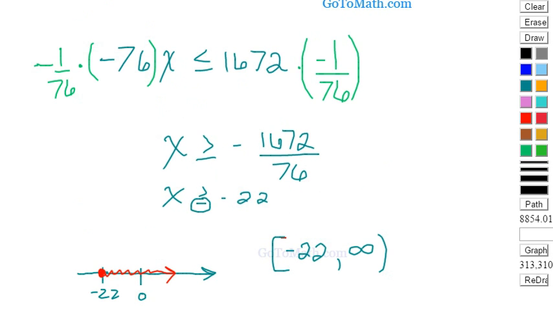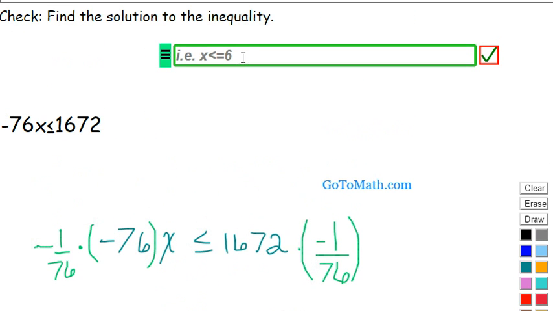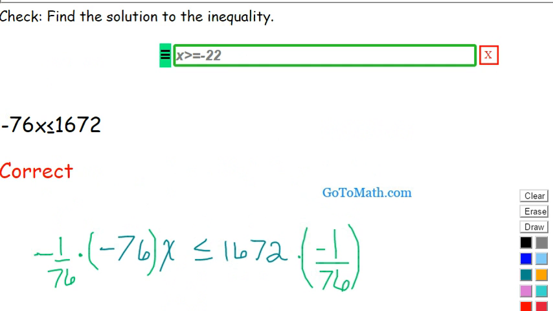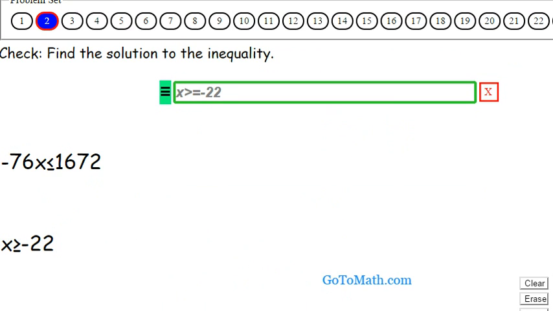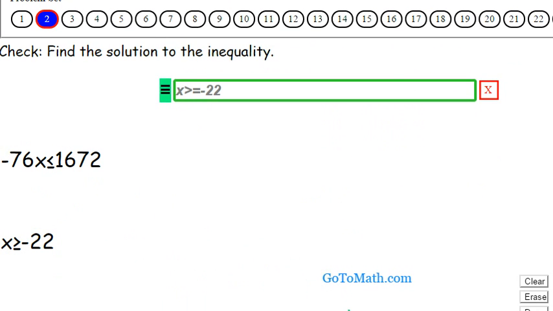Okay, so x is greater than or equal to negative 22. Check that out. X is greater than or equal to negative 22. Correct. It would be terrible if that said not correct, because then that means I'd have to redo this video. So we got x is greater than or equal to negative 22. Alright, enough said about that.